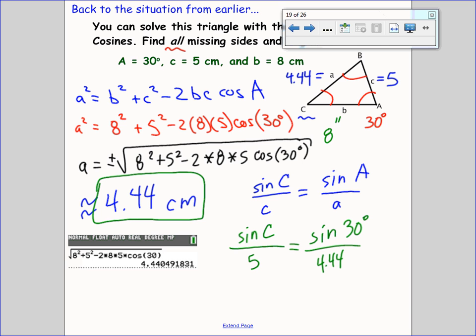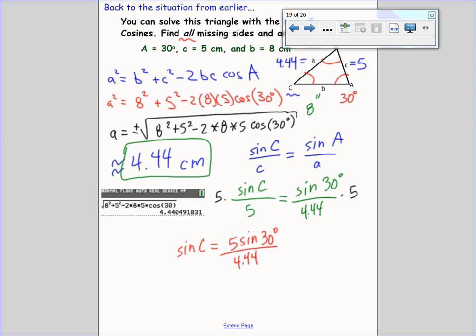Now, we can solve for sine of C by multiplying both sides by 5. So we're going to times by 5 to isolate our sine. That gives us sine of angle C is equal to 5 sine of 30 degrees all over 4.44. Everybody take a look. We're so close. We've used law of sines to generate an equation that has my unknown angle C in it. We've isolated the sine of angle C through multiplication, and now we just have to get angle C by itself. Well, what function undoes the sine function? How am I going to solve for the measure of angle C? Samantha?